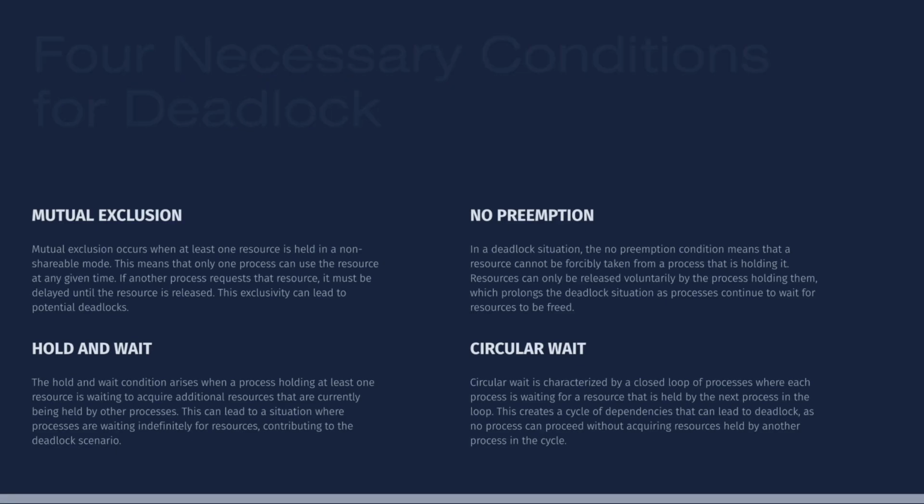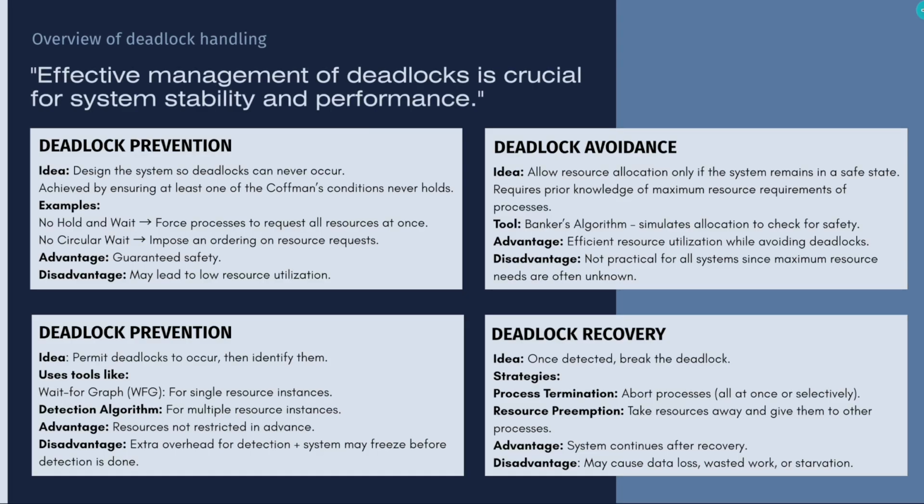There are four main strategies used by an operating system: prevention, avoidance, detection, and recovery. In prevention, the system eliminates at least one of the four conditions in order to ensure deadlocks aren't occurring. In avoidance, the OS checks each request to keep the system in a safe state, often using Banker's algorithm. Detection allows deadlocks but identifies them using algorithms, and recovery resolves them by terminating processes or preempting resources. Our focus today is going to be on detection and recovery.